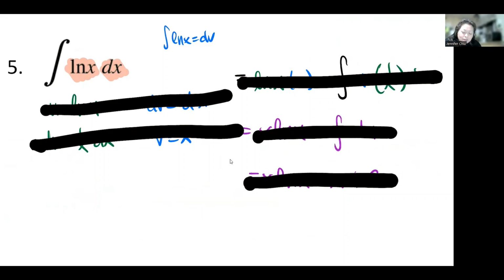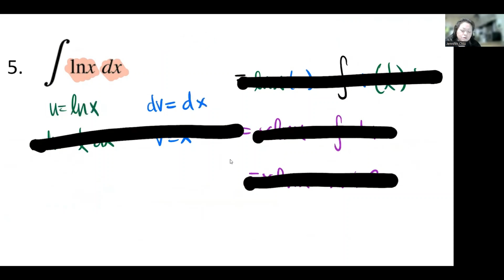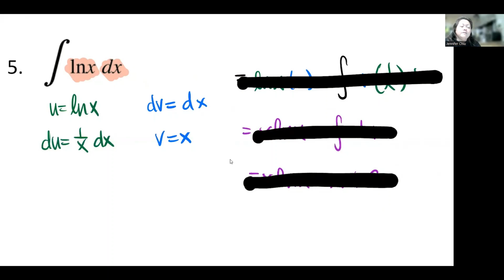So that's why you must set up natural log of x as your u, and then dx is your dv. And then it becomes much easier to do. Then du is 1 over x dx. And if you take the antiderivative of dv, it's going to be dx, which is v equals x. Okay. Now if we put it in my integration by parts formula, we have uv minus integral of v du.